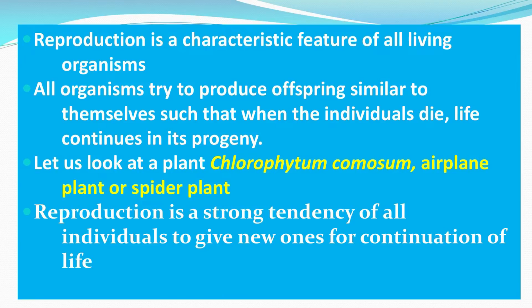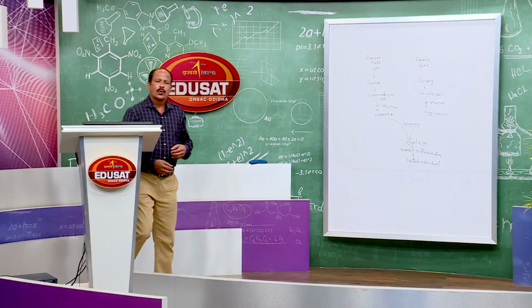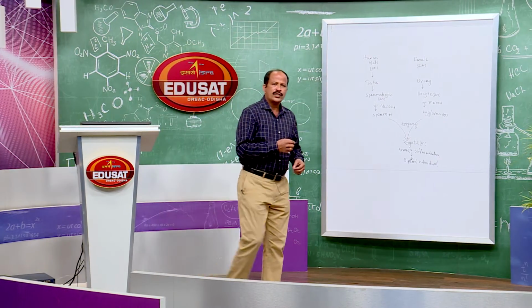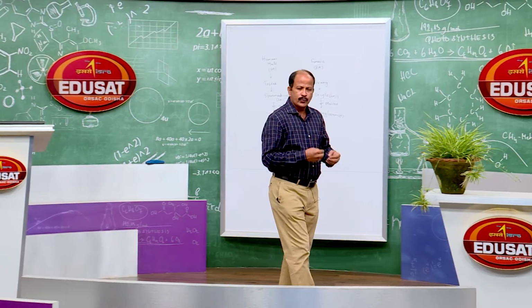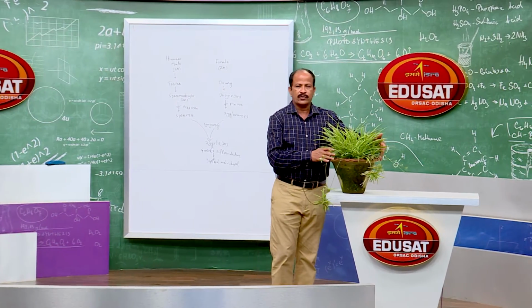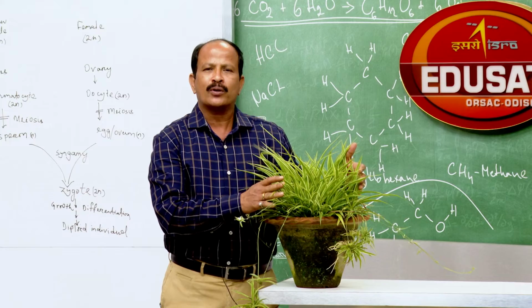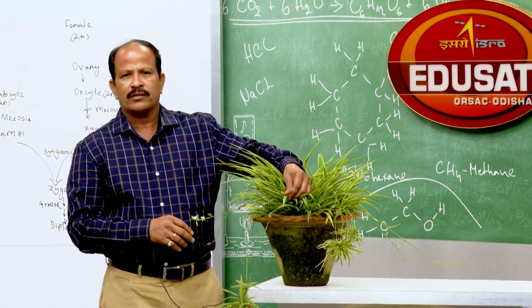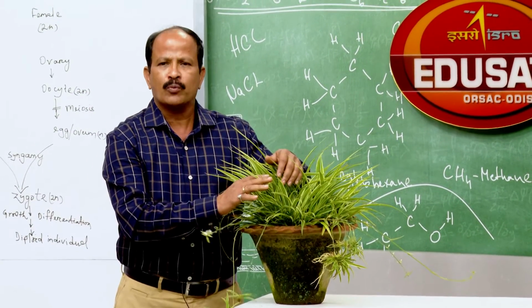Even if the parent dies, an individual dies, its life is perpetuated in its offspring. So, giving rise to living offspring or new individuals of one's own kind is reproduction. So, reproduction is a very strong tendency of all living individuals. Let us go for a plant which is a monocot plant. I think you students can identify this plant, at least whether it is a monocot or a dicot. From parallel venation you can judge this is a monocot plant.